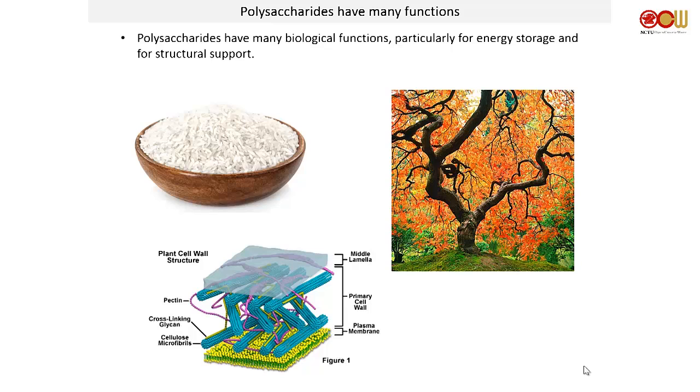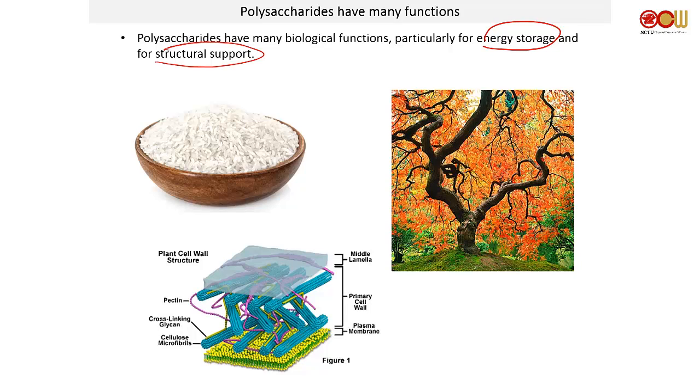Now, a little downstream of what we talked about. Polysaccharides have many different biological functions, particularly for energy storage and structural support. So when you're talking about polysaccharides, long polymers of sugars, you're talking about either energy storage or structural support. For example, rice, we know, is full of starch. And starch is made out of amylose and amylopectin. We'll see that in the next slide.